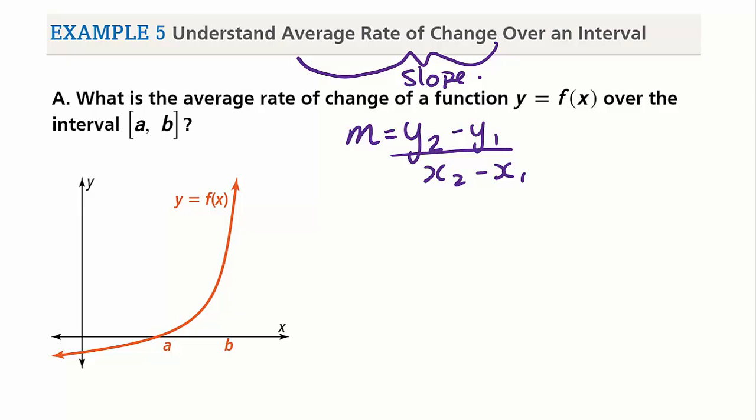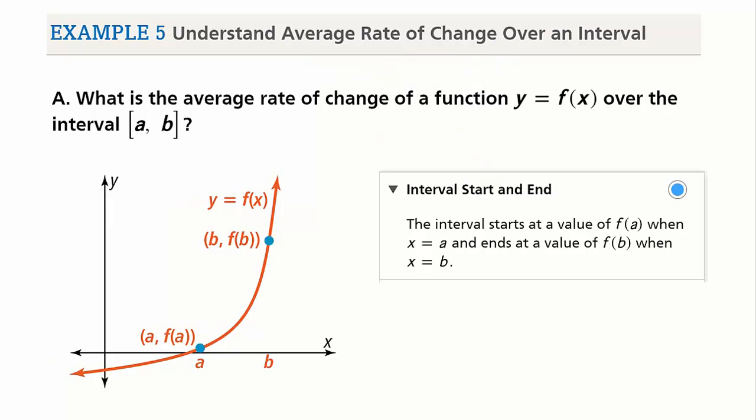Now this question is saying, find the average rate of change for the function y is equal to f of x. They did not give us an equation of f of x because they gave us the picture. And they're saying, find it over the interval from a to b, and including a and b because we have those square brackets. So the first thing we need to do is actually find the coordinates.